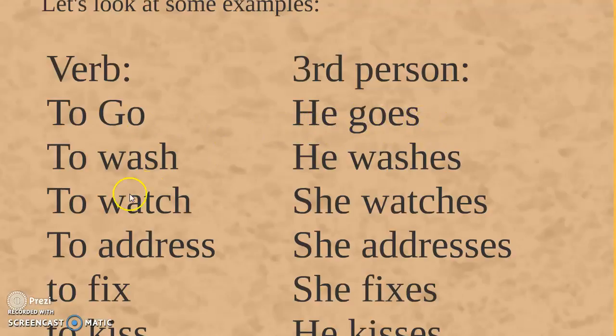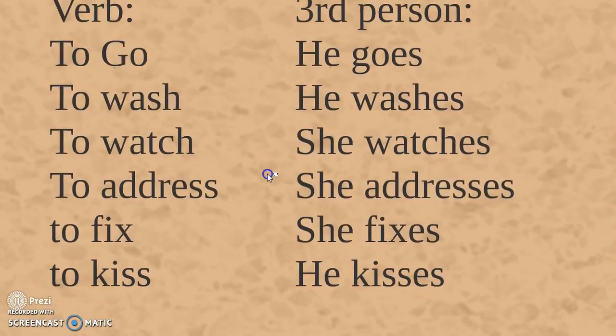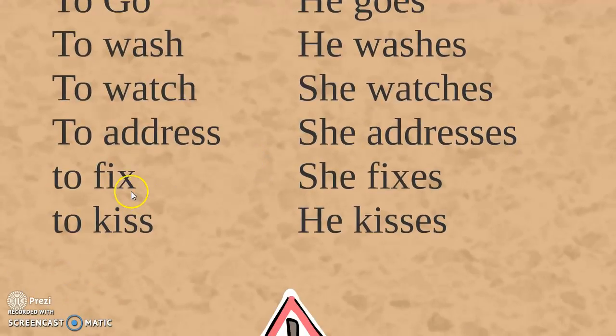He goes. Wash. The verb ends in SH, so for the third person we add ES. Washes. To watch. The verb ends in CH, we have to add ES. Address, double S, we add ES in the third person for she. Fix, it ends with X, and we add ES. Kiss ends in double S, and we add ES.